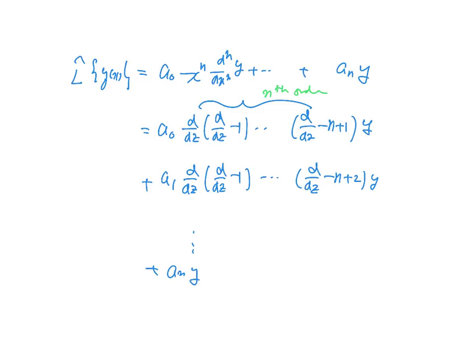So if we rearrange these terms, we can have the following: b0 d^n y/dz^n plus b1 d^(n-1) y/dz^(n-1) and so on, plus b_n y. So you can transform this equation into z.